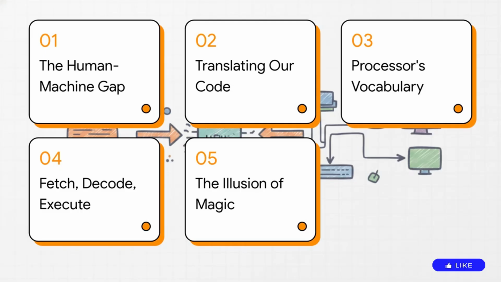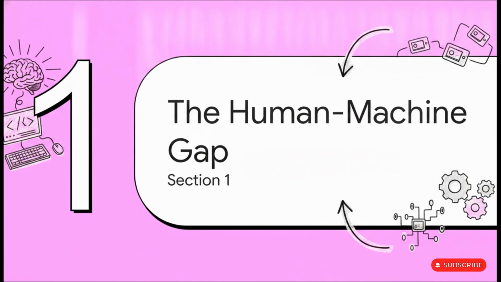To do that, here's our roadmap for the explainer. First, we'll look at the human-machine gap. Then we'll get into translating our code, explore the processor's vocabulary, break down the fetch, decode, execute cycle. And finally, we'll reveal the illusion of magic. Let's kick things off with Section 1, the human-machine gap.